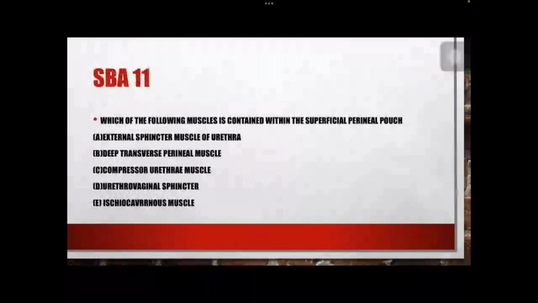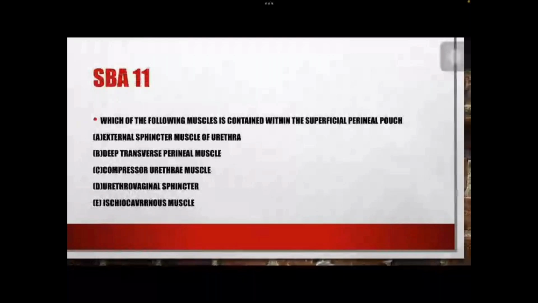Okay, so you can see in this diagram that this is the superficial perineal pouch muscle diagram. The superficial perineal pouch contains three muscles you have to remember. Only three muscles are taking part. One is the ischio-cavernous muscle, the bulbospongiosus muscle, and the superficial transverse perineal muscle. You can see in this diagram.